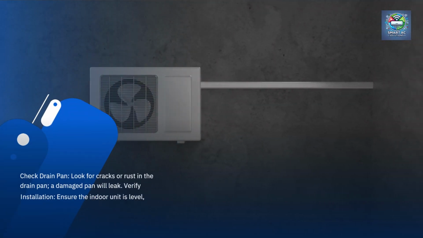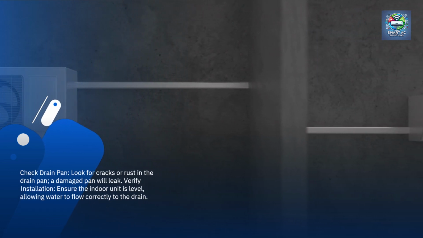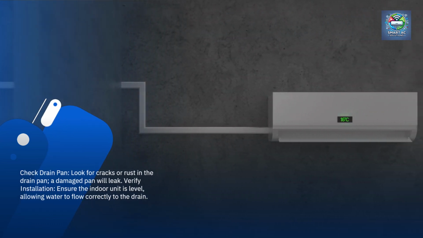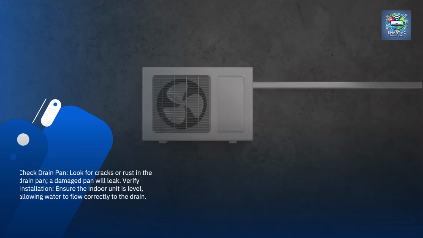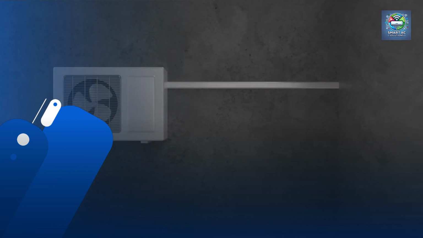Check drain pan. Look for cracks or rust in the drain pan. A damaged pan will leak. Verify installation. Ensure the indoor unit is level, allowing water to flow correctly to the drain.